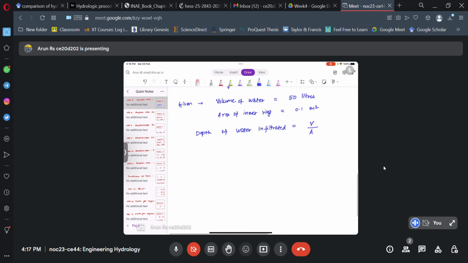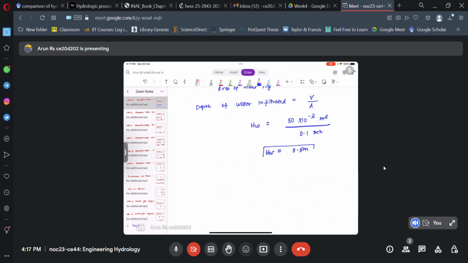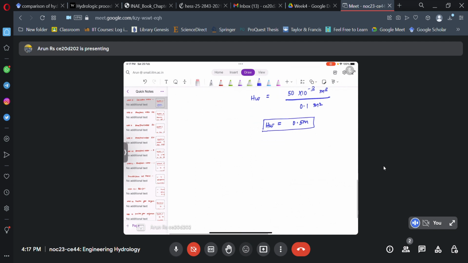So volume by area will give you the depth. I am coining it as HW. So 50 into 10 power minus 3 meter cube divided by 0.1 meter square, you will get 0.5 meters. So this is the depth of water that has infiltrated, but what is the length up to which it has traveled down? For that we can make use of the porosity.